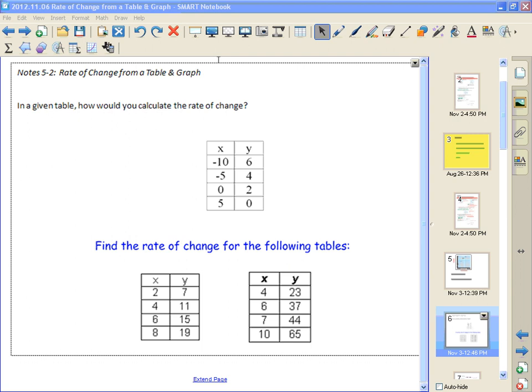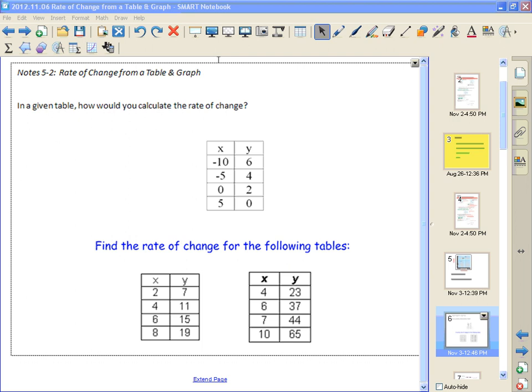All right, so for notes 5.2, we're going to be looking at finding the rate of change from a table and a graph. So the first question that we see says, in a given table, how would you calculate the rate of change? Well, we've been doing that all along. We've been calculating rate of change. We've just been calling it something else.